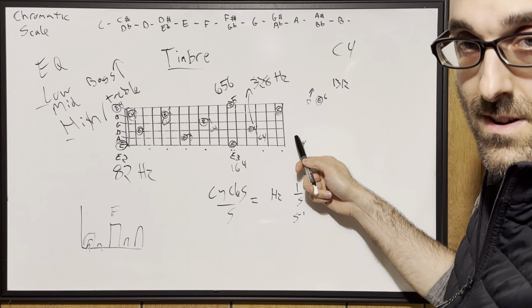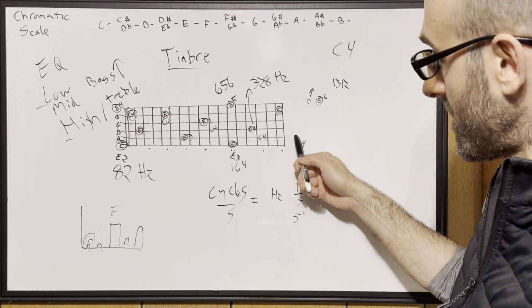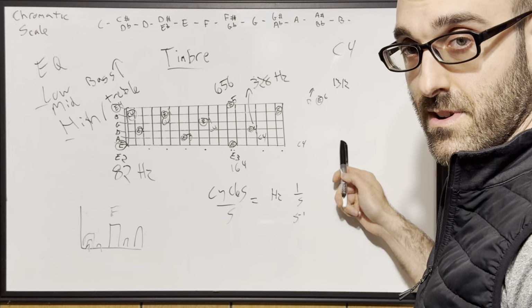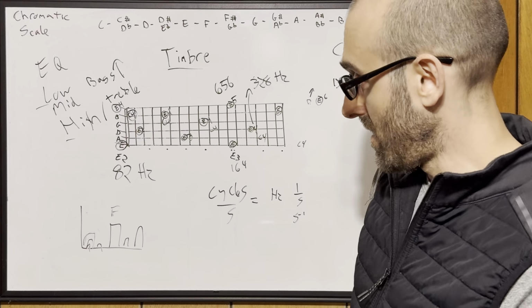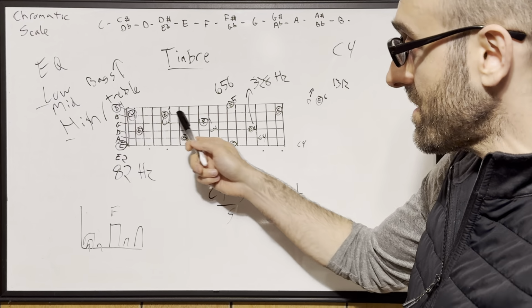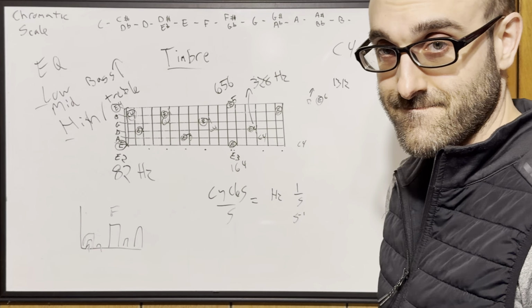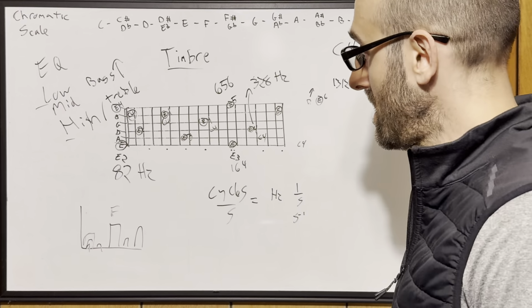There's another one over here. If I had drawn more frets, there's another one over here. And then if I have 24 frets on my guitar, I have another one over here. So E4 is a pitch that you can actually play on every single string. Okay, which is very interesting.